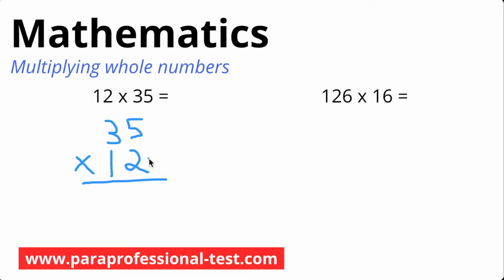To begin, I'm going to start with the 2 and multiply that by 5. I know that's 10, so I can put the 1 up above and drop the 0 down below. Next, I have 2 times 3, which is 6. Add this 1, which is 7.